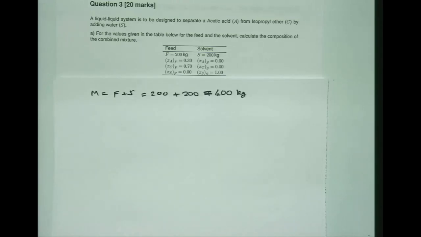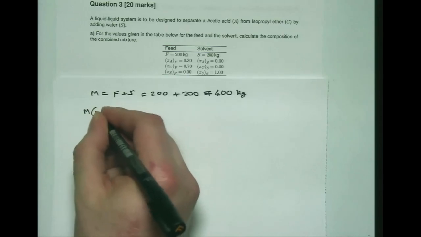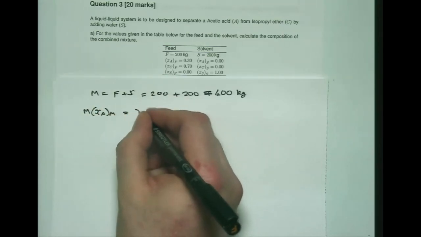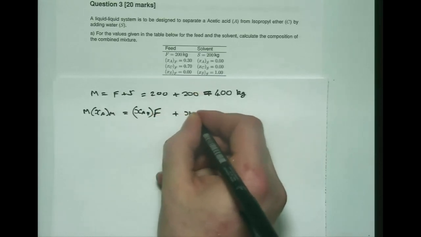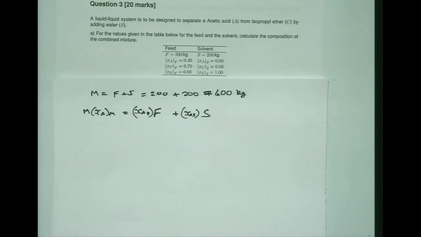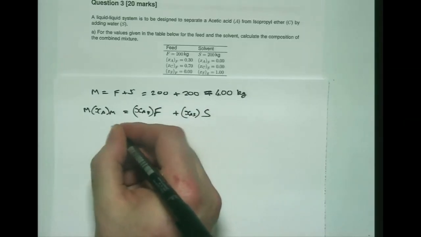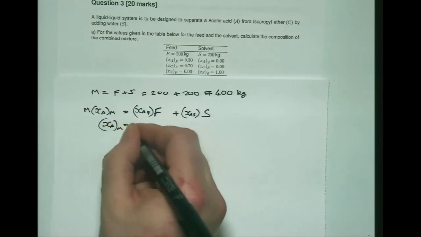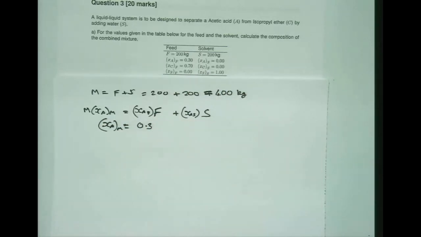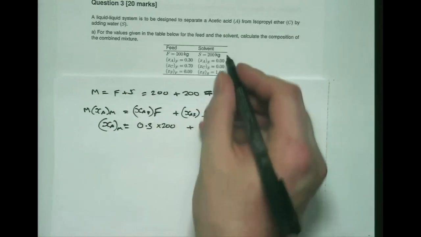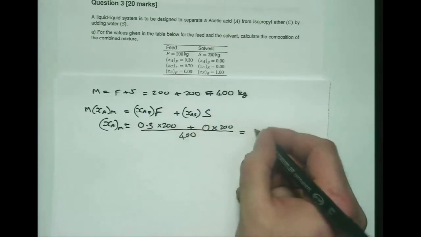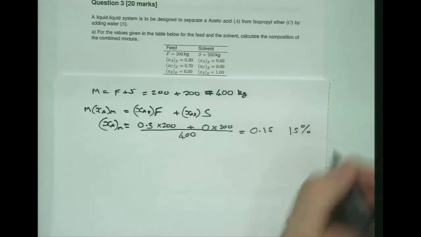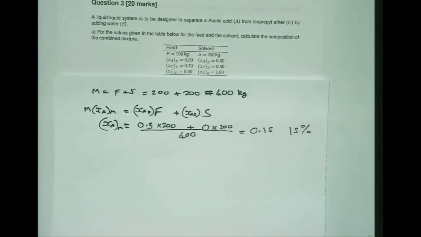We can also do a mass balance on each component. So if we do that on A, we know that the amount in the mixture is equal to the amount in the feed plus the amount in the solvent. So we're told that we've got 30% in the feed plus 0 in the solvent. Divide that by the total mass of the mixture, and that gives us 0.15 or 15% of our acetic acid in the mix.